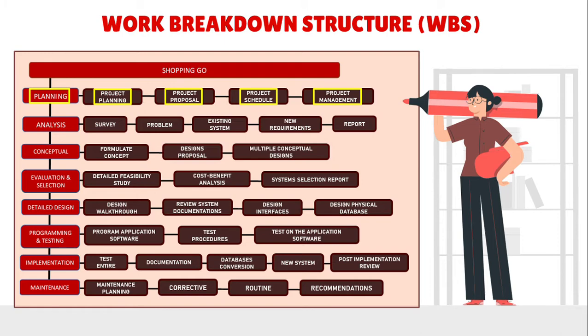Second phase is systems analysis that consists of 5 tasks, which are system survey, identify problem, analyze existing system, finalize the project new requirements, and system analysis report. In this phase, we analyze the current system through surveys from users.